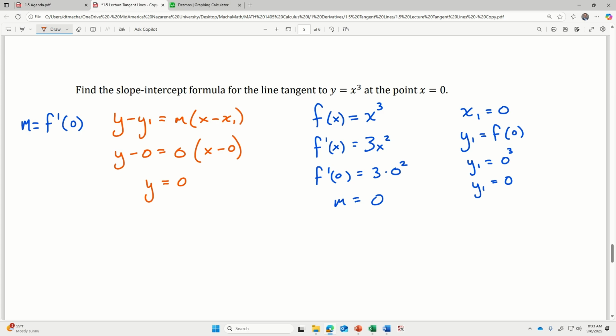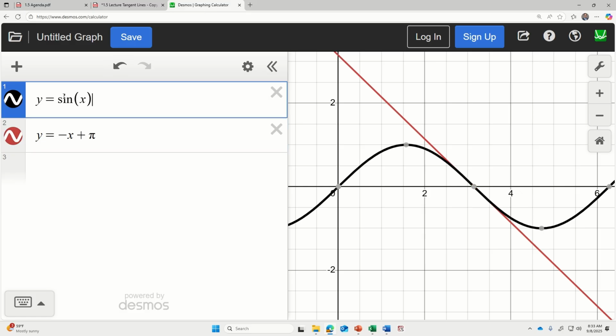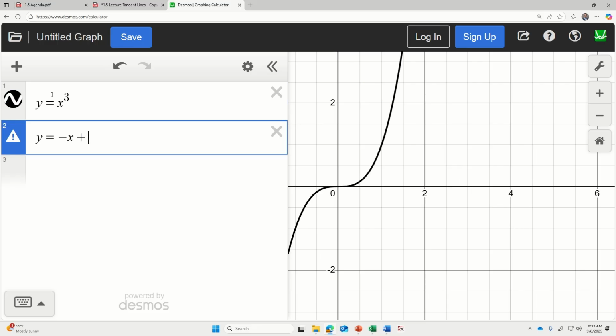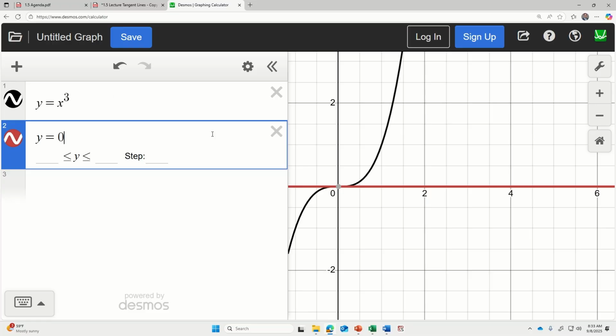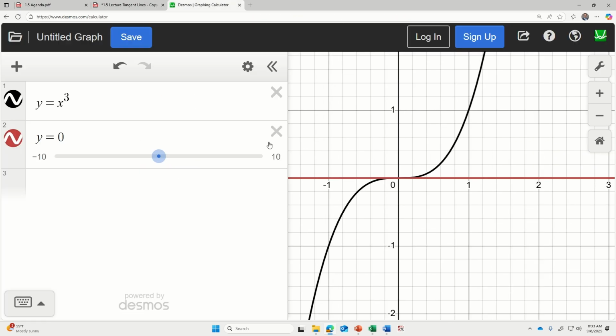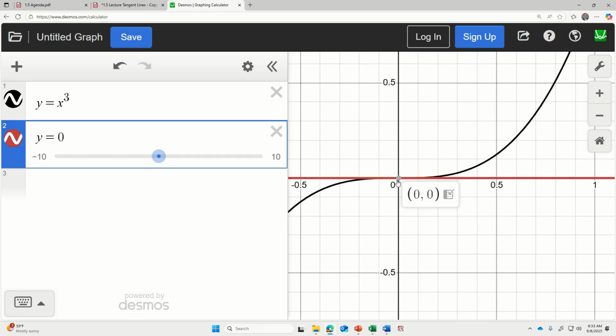And that is not the right answer. I kind of briefly showed this to you on Desmos. It was really fast, so maybe you missed it. But if I've got the, oh, sorry, that is the right answer. I'm sorry, I was thinking about something else. I'll tell you what I was thinking about here in a minute. No, we did find the right answer. So we did everything correctly. This is correct. That's the slope-intercept formula for the line tangent to y equals x cubed at the point x equals 0. And you can see it. If I type in y equals x cubed and y equals 0, that's clearly the tangent line, because the function goes flat there.